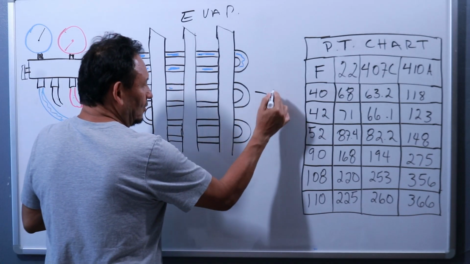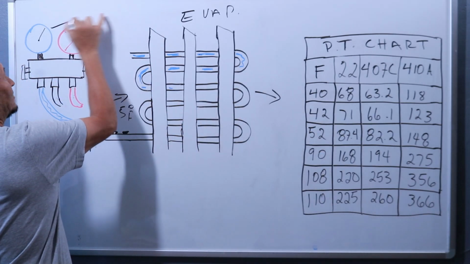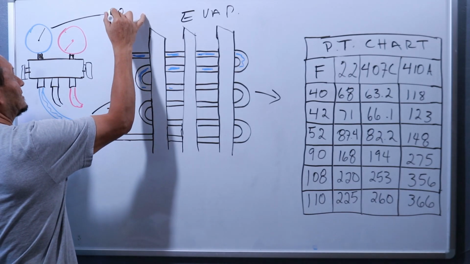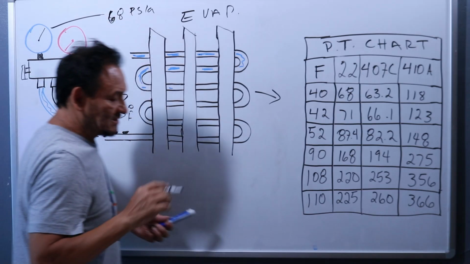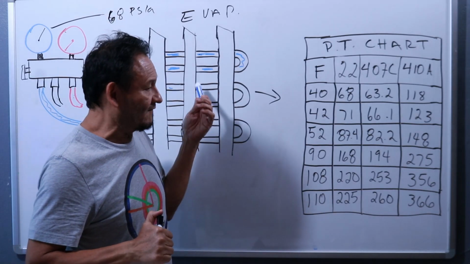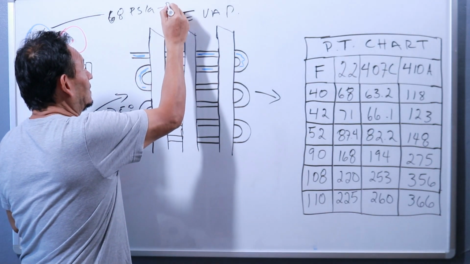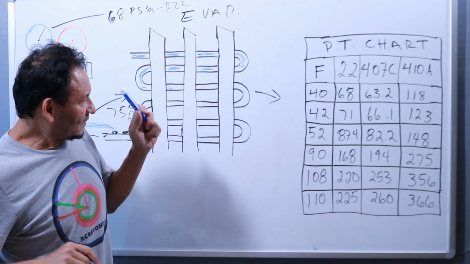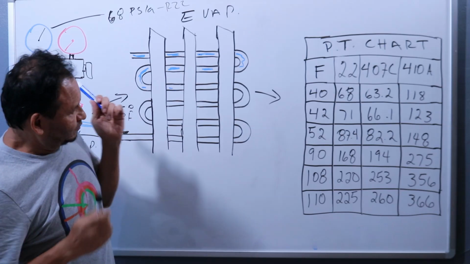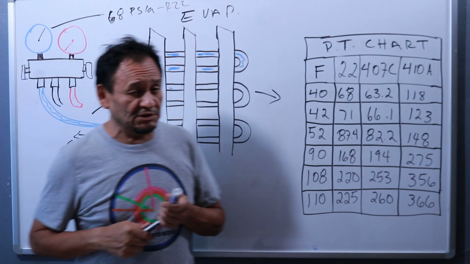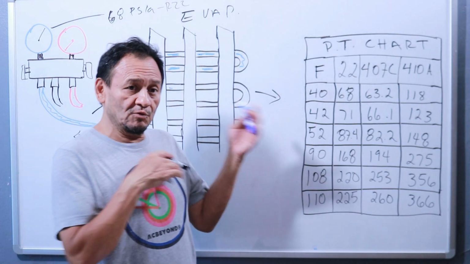What we want to do is maintain a pressure of 68 psig in the evaporator for R22. At 68 psig, we want to know what temperature the coil, or the refrigerant going through, is at.